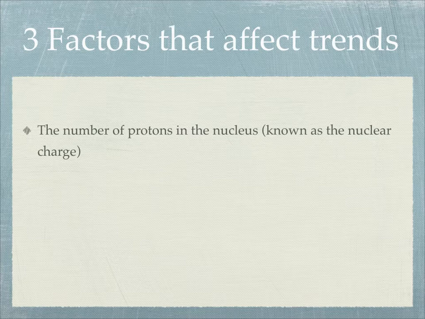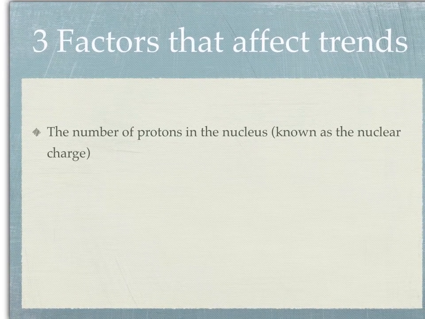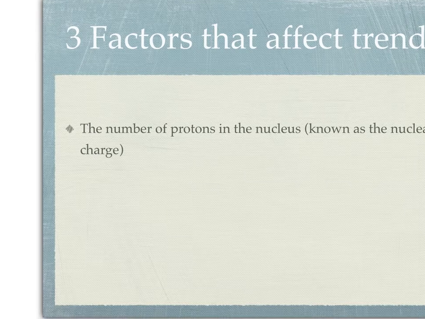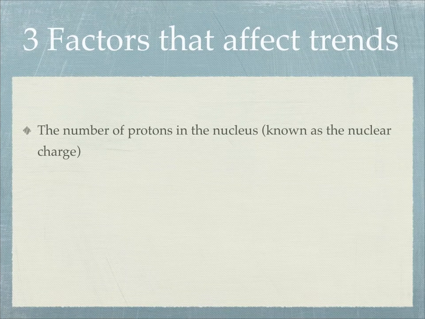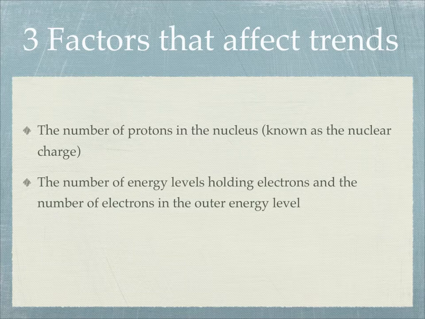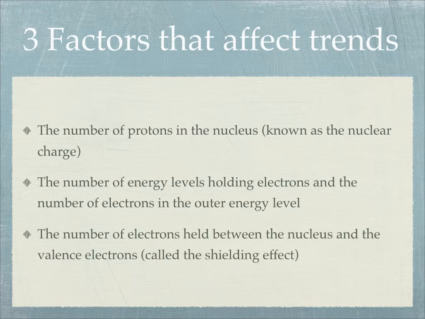There are three factors that usually affect this, and the first is how many protons you have. The number of protons, known as the nuclear charge, is the first factor. The second one is the number of energy levels holding electrons, and the number of electrons in the outer energy level. So how many levels are there altogether, and how many are in that outer level? That outer level is really the big important factor of all of these.